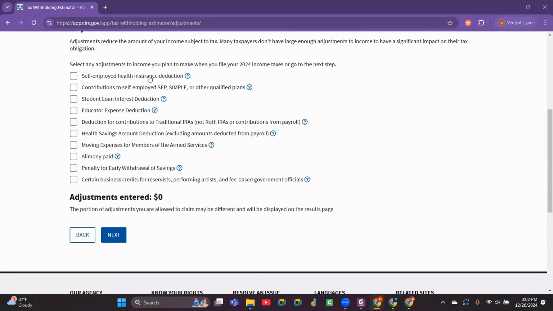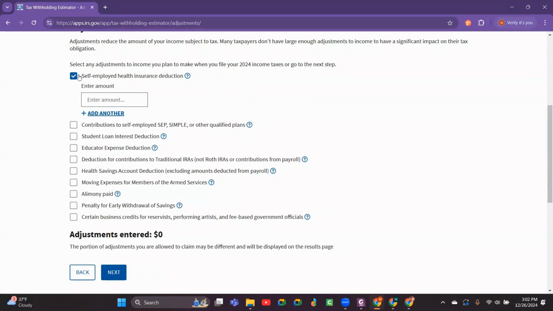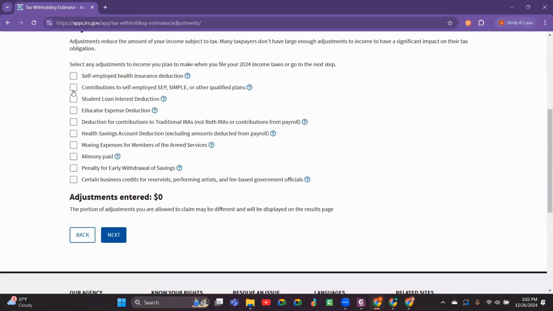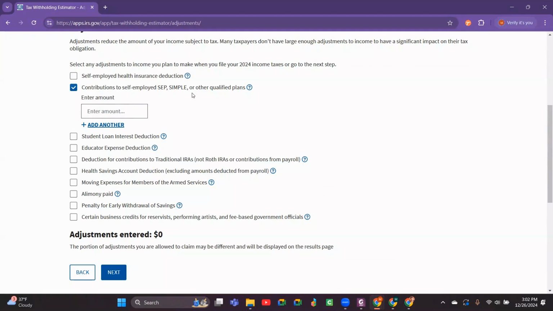If you pay for your health insurance as a self-employed individual, you will select this and put in the amount that you pay towards health insurance because that is deductible. Same with self-employment or a SEP plan.